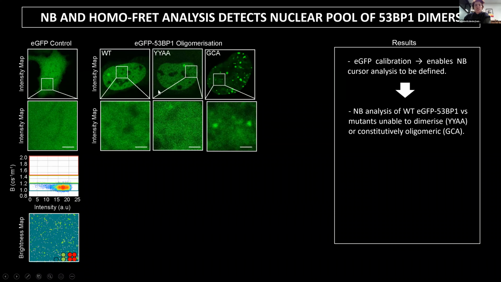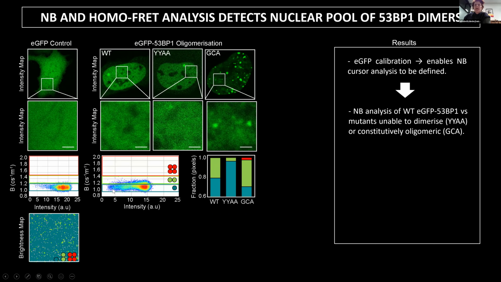If we then perform the same experiment in the cells now expressing EGFP-53BP1, you can see here we have a wild type 53BP1, the region of interest. Here we have a dimer mutant of 53BP1 to check that our cursors are right and that we should really see only monomers of 53BP1. And here we have a constitutive oligomer mutant of 53BP1 where we should promote oligomerization.